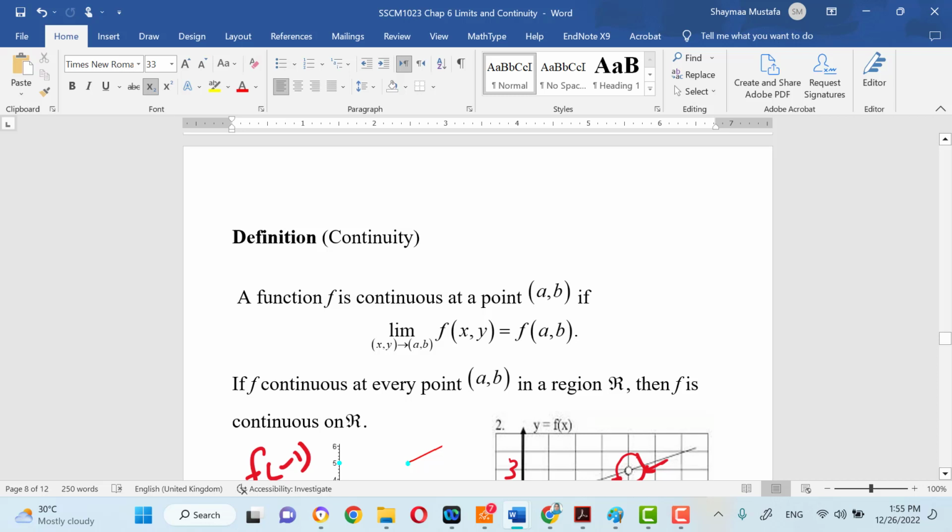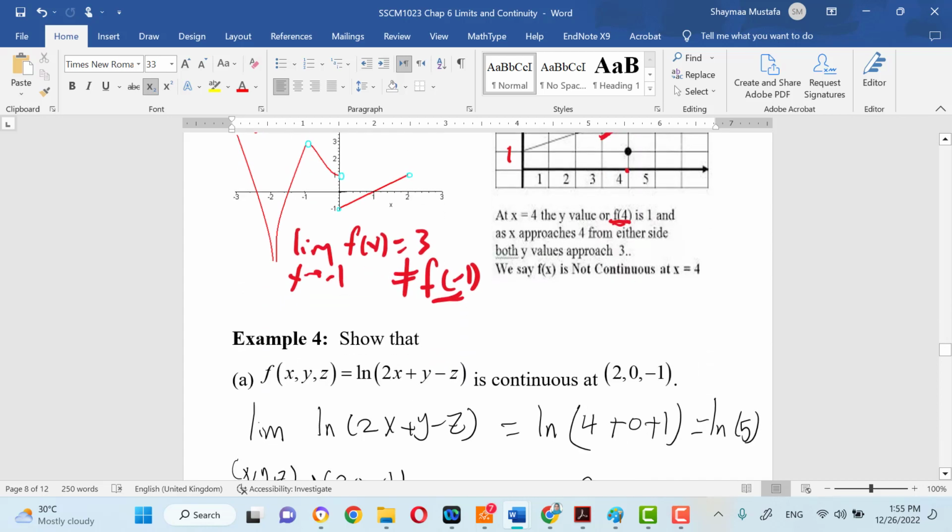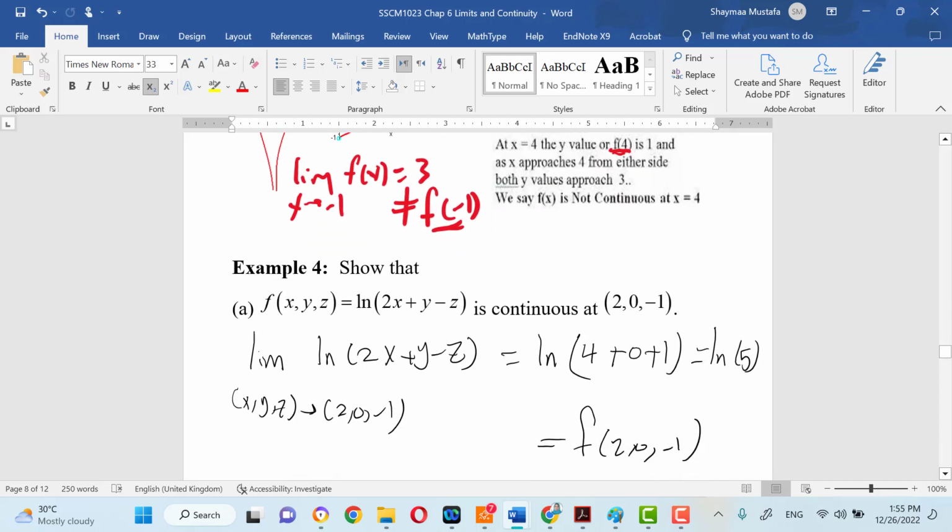The limit should exist and the value of the limit is equal to the value of the function at this point. Let us go for an example. I need to calculate the limit for function f. I need to prove that the function ln(2x + y - z) is continuous at the point (2, 0, -1).